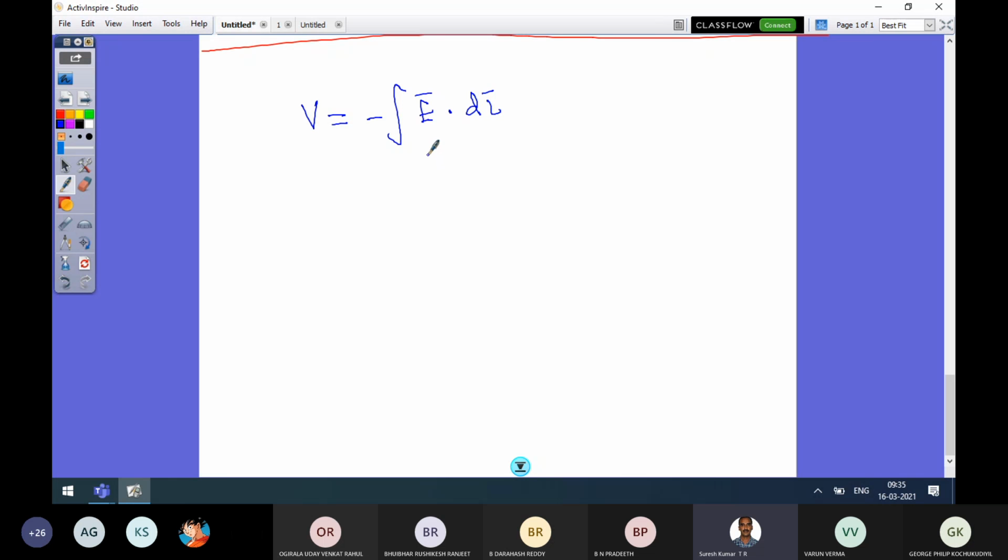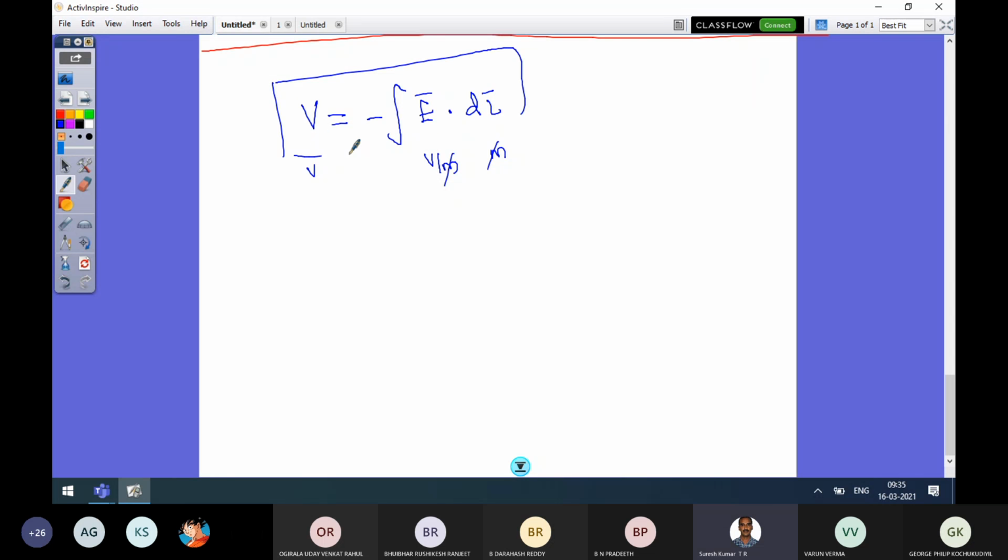A simple way to understand this is in terms of units. It's very easy. What is the unit for electric field? It is volts per meter. The unit for dl will be meter. So you can see the meter and meter will get cancelled, and you will get the unit for voltage, that is volts. Dimensionally, you can easily understand, right?